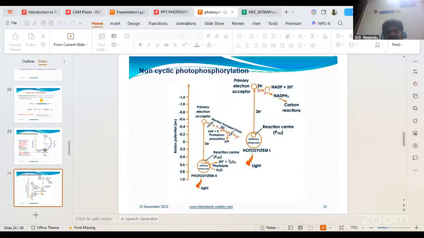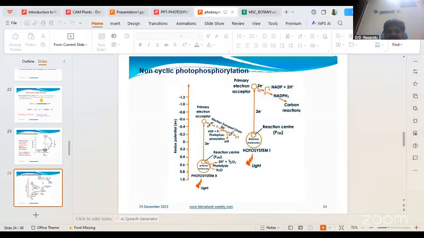That is the light harvesting complex. Whenever light is absorbed, it releases the electron, and with that the complex is activated. That activated light harvesting complex splits the water molecule into H plus and oxygen. Then the electrons are absorbed by the primary electron acceptor, and from there they go to the cytochrome B6 complex.